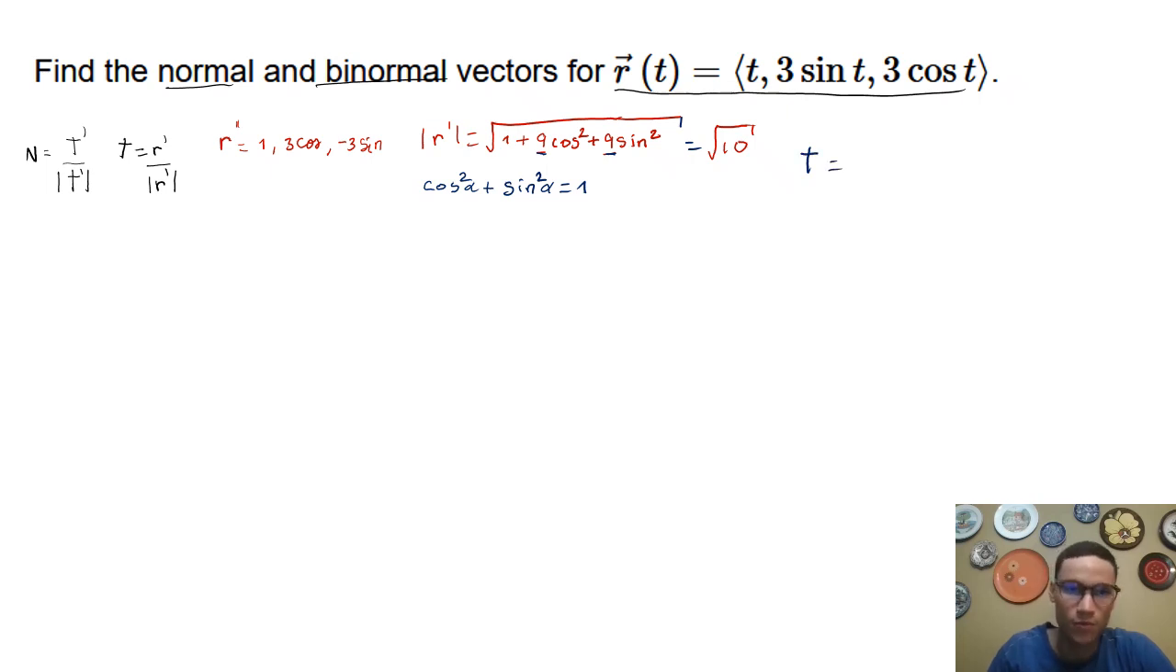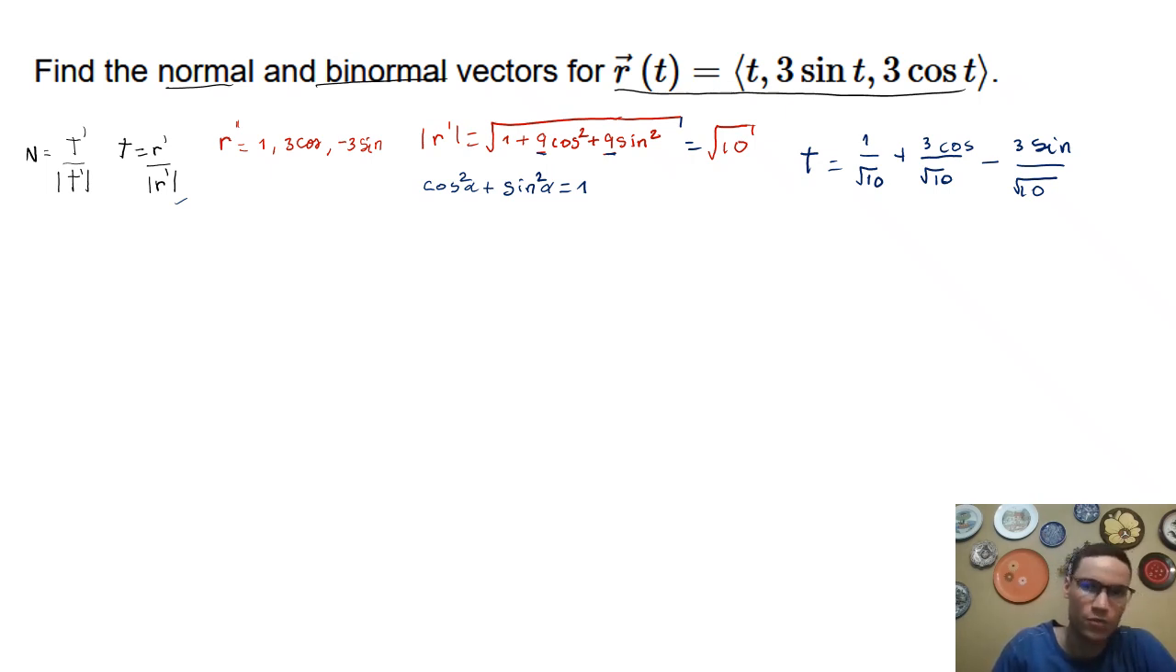Okay, the tangent vector, we know the formula here, so let's do that. We got 1 divided by the square root of 10 plus, okay, we got 3 divided by the square root of 10 times cosine, minus 3 sine divided by the square root of 10. So we have our tangent vector.